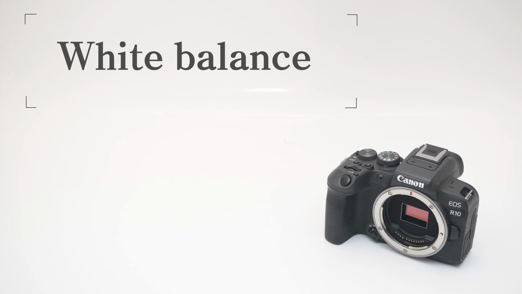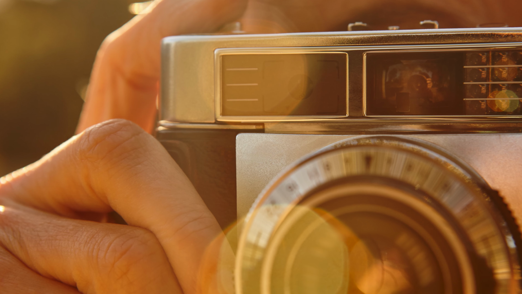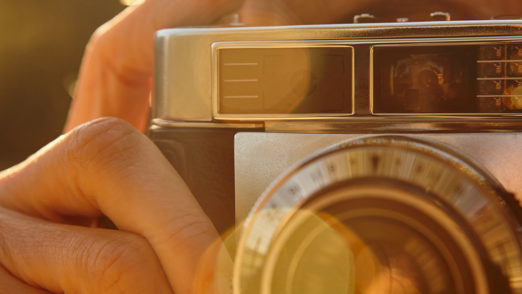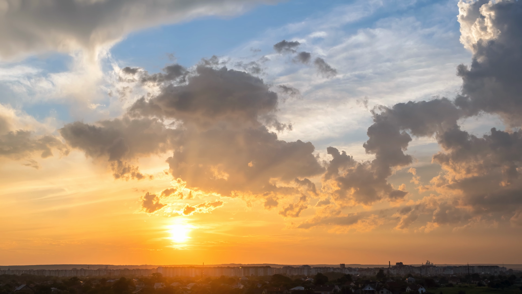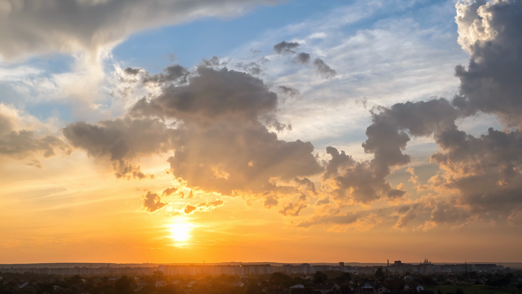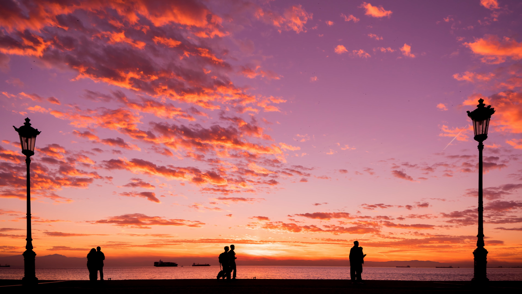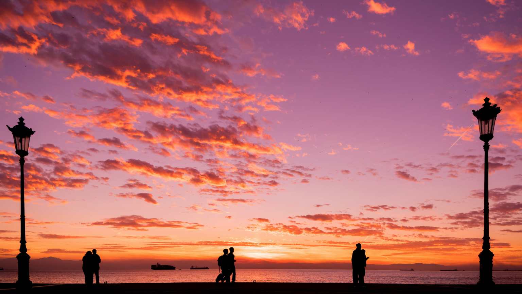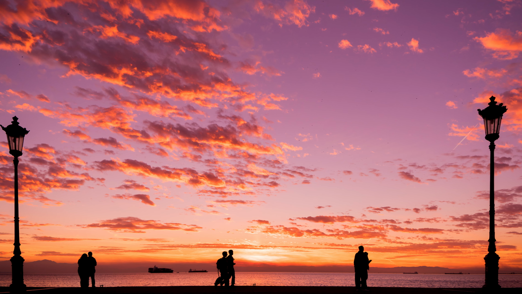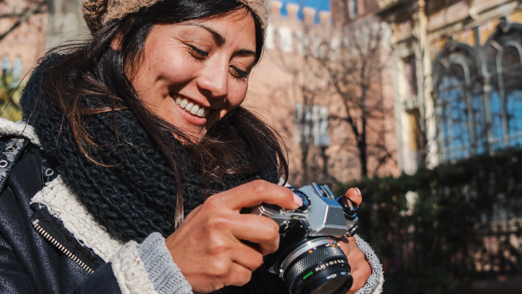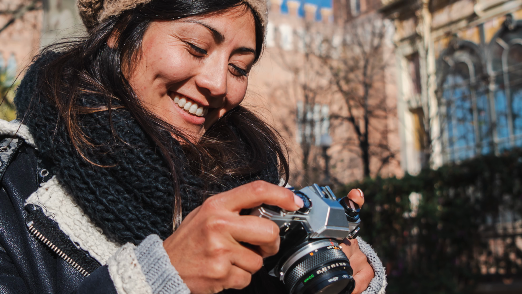Next is white balance. Have you ever looked at a photo and thought, why do the colors look a bit off? That's where white balance comes in. By adjusting it to match the lighting conditions, you can capture images with more natural and accurate colors. Auto white balance is convenient, but in certain situations, it can make your photos look unnatural. That's why it's a good idea to switch white balance settings based on the scene.